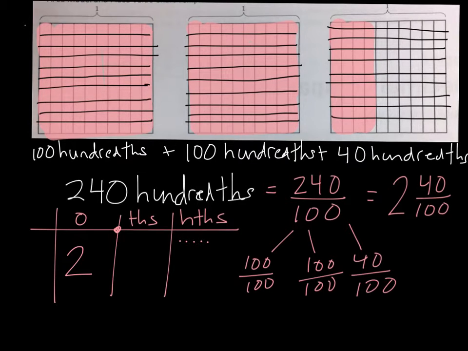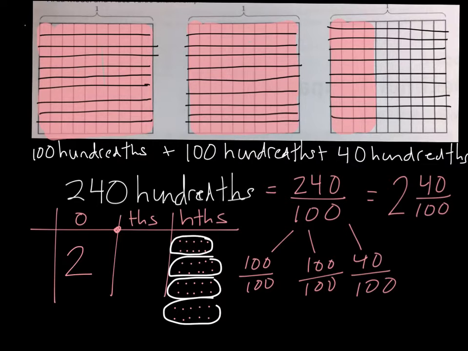1, 2, 3, 4, 5, 6, 7, 8, 9, 10, 11, 12, 13, 14, 15, 16, 17, 18, 19, 20, 21, 22, 23, 24, 25, 26, 27, 28, 29, 30, 31, 32, 33, 34, 35, 36, 37, 38, 39, and 40. If I have 40 hundredths, I can bundle these in groups of 10. So there's one group of 10, 2, 3. I have 4 groups of 10. So each of these get brought over to my tenths column. So instead of 40 hundredths, I can regroup it and look at this as 4 tenths.